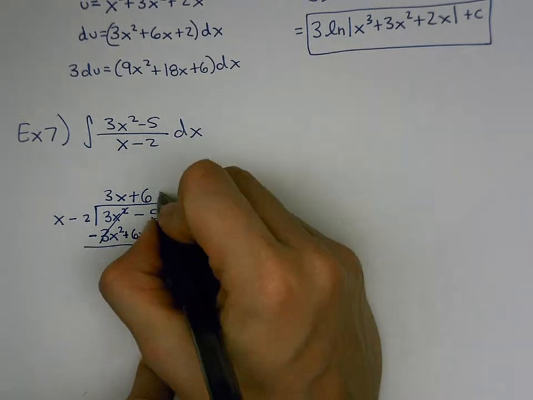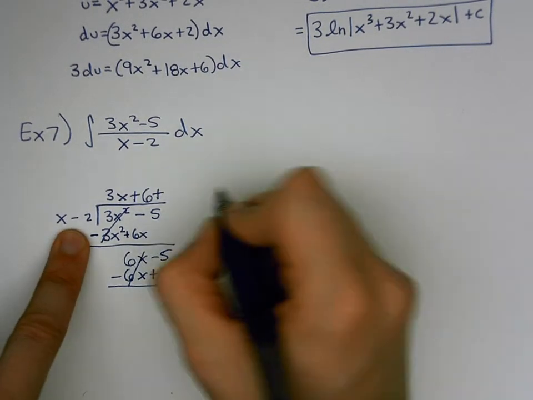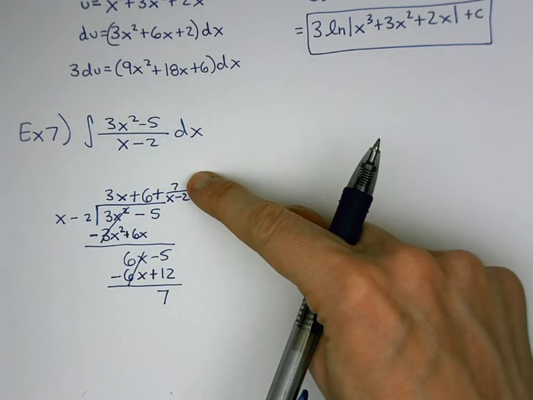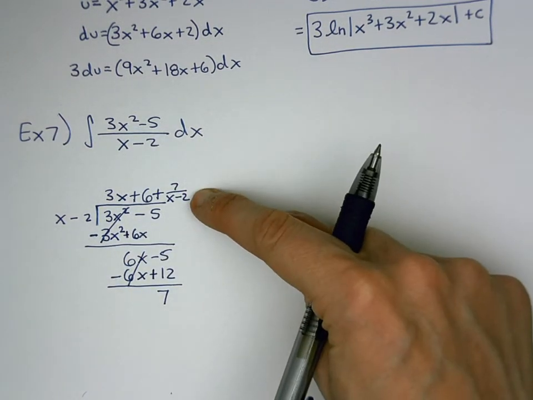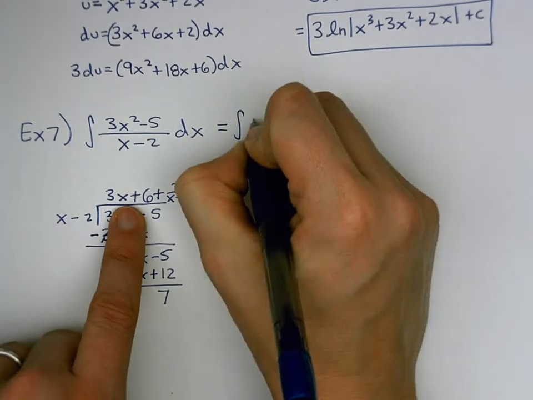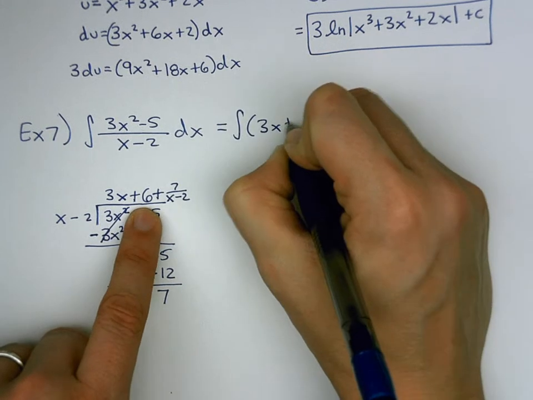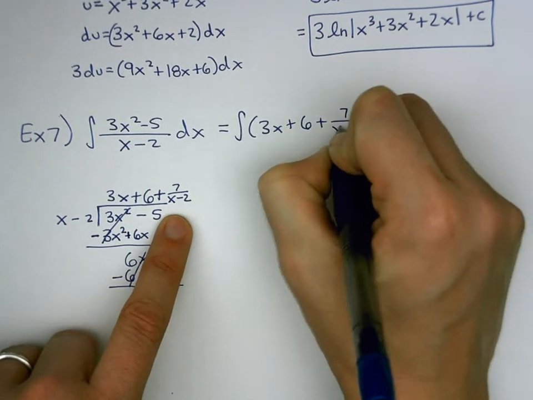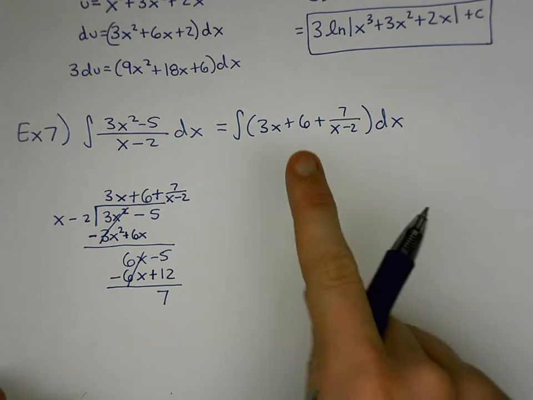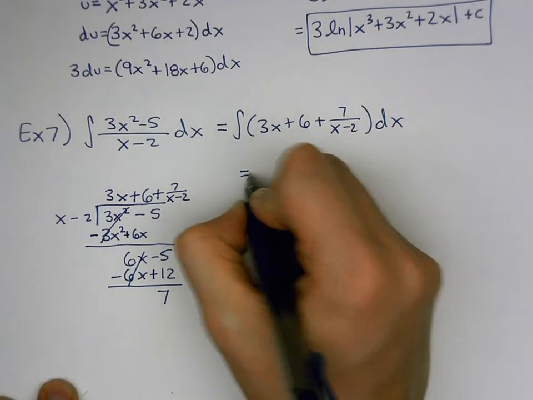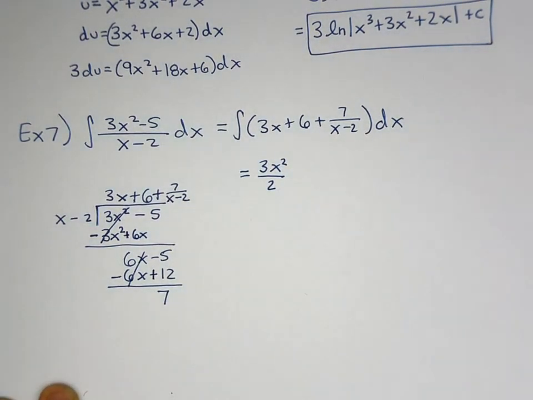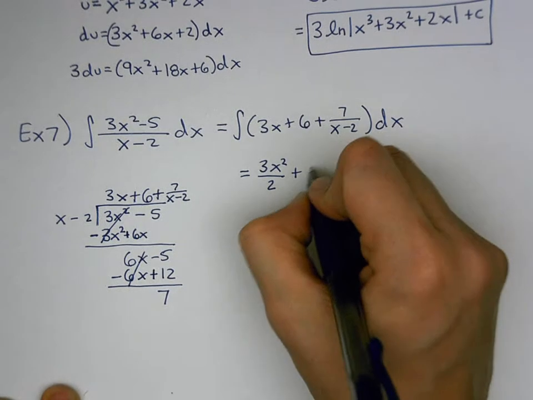And so I'm writing this 7 above this x minus 2 to give me 7 over x minus 2. And so that's my new integrand. We have 3x plus 6 plus 7 over x minus 2. The integral of 3x, that's power rule, so we're going to add 1 to the exponent, divide by the new exponent. Power rule, integral of 6 is 6x.